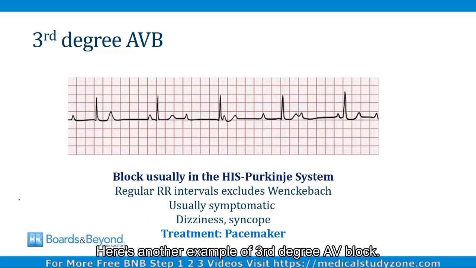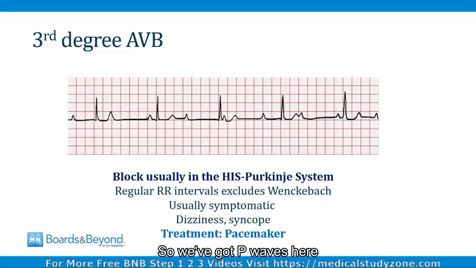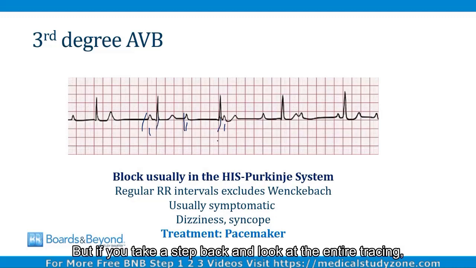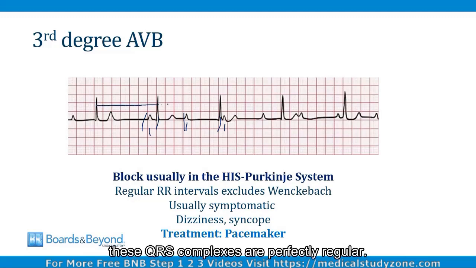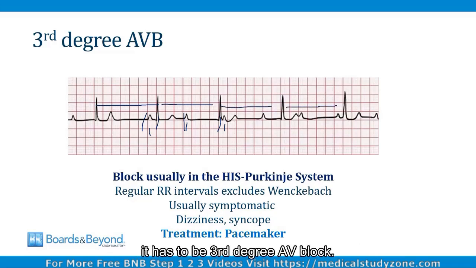Here's another example of third degree AV block. So we've got P waves here marching out at a certain interval, and you might think that this is Wenckebach and that this is a short PR interval and this is a long one. But if you take a step back and look at the entire tracing, these QRS complexes are perfectly regular, and that means this cannot be Wenckebach. It has to be third degree AV block.